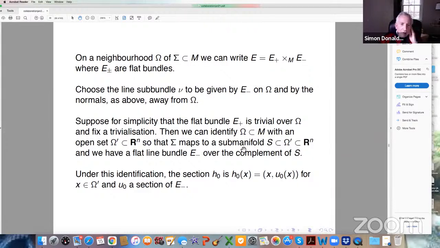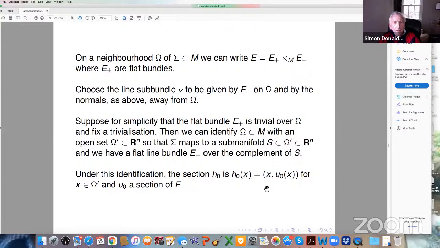And then we have, slightly abusing notation, our flat line bundle, which you can think of as defined over the complement of S in Rn. So under this identification, our submanifold is written as a graph. Our section S in the E plus component is just given by the identity map. And then we have, more or less, a function, or precisely a section of this line bundle E minus, say U0, which gives the interesting information.